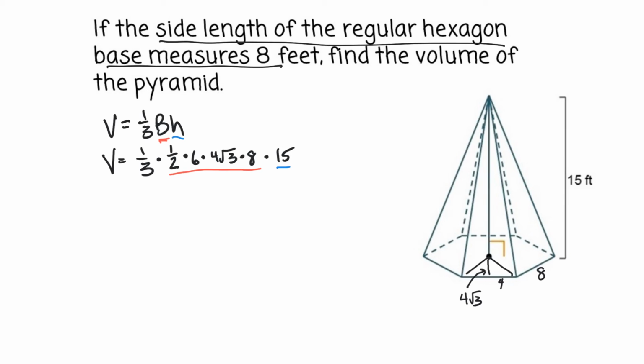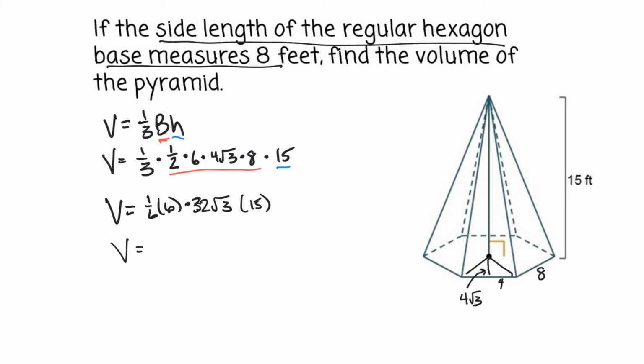Okay, so we really just need to clean this up here. Volume equals, so 1/3 times 1/2, that's 1/6. 1/6 times 6 is going to give us a unit of 1. That's nice. Times, I have 4 radical 3 times 8. That's 32 radical 3. And I still have a times 15 back here.